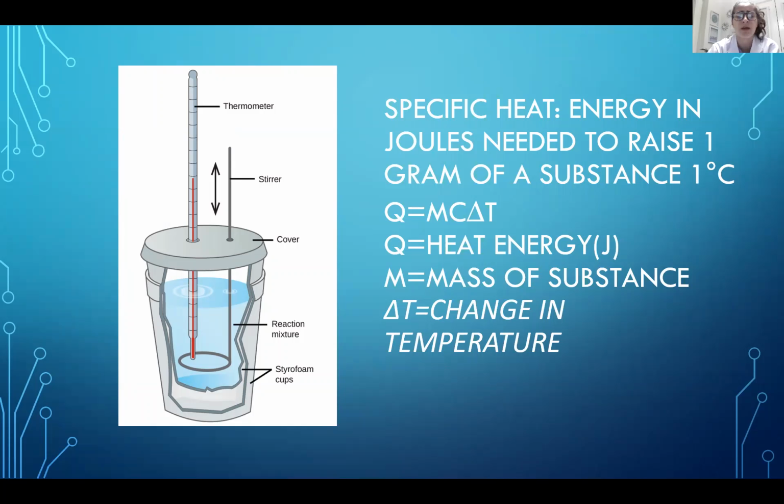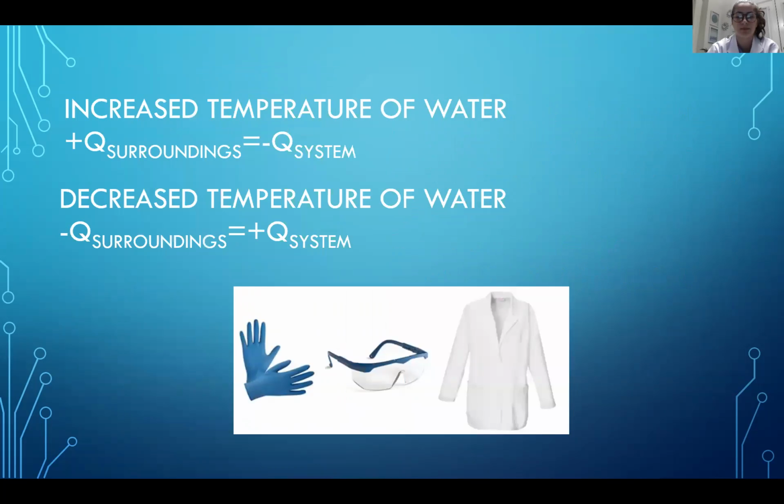To perform a coffee cup calorimetry yourself, you're going to need to determine the mass and volume of the reaction mixture and measure the change in temperature of the reaction by using a thermometer or temperature probe. Once you have gathered these values, you can use the equation Q = mcΔT in order to determine the heat lost or gained by the surroundings.